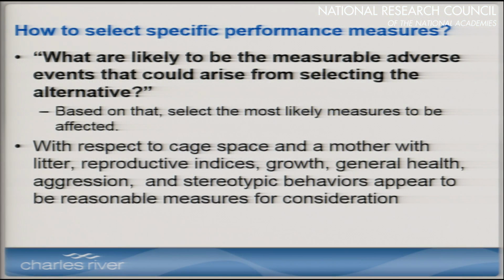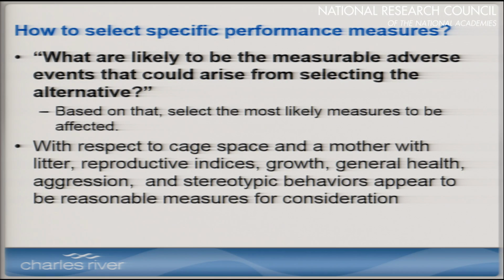Again, this is where we spend a lot of our time, is really asking this question. What are likely to be the measurable adverse events that could arise from selecting the alternative, whatever that alternative is? And based on what you think those measurable adverse events are, you're going to identify performance measures and figure out ways to evaluate that performance. So with respect to cage space and a mother or a breeding group, certainly reproductive indices, growth, general health, aggression, stereotypic behaviors appear to be reasonable measures for consideration, and they're the measures that we ultimately adopted.